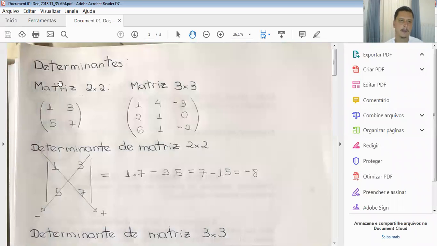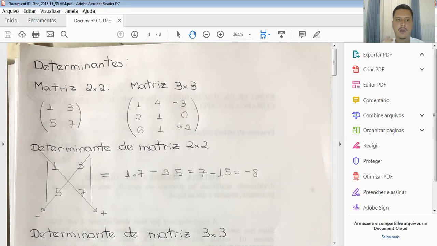So here we have matrices, and bear with me, some names are in Portuguese. It's just a few names, so I didn't bother to translate into English. Here we have a matrix 2 by 2 and a matrix 3 by 3. A matrix 2 by 2 is a matrix where we have 2 rows and 2 columns. So row 1 here is 1 and 3, row 2, 5 and 7, column 1, 1, 5, and column 2, 3, 7. Matrix 3 by 3, we have 3 rows and 3 columns.